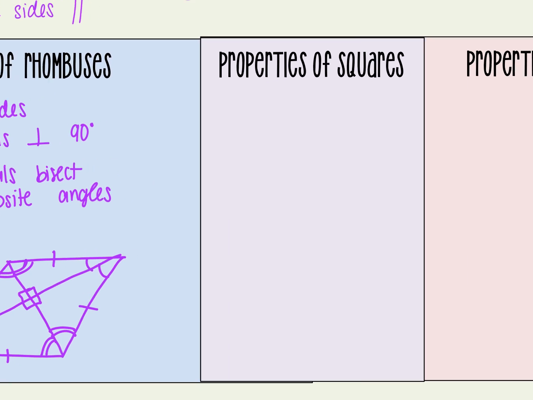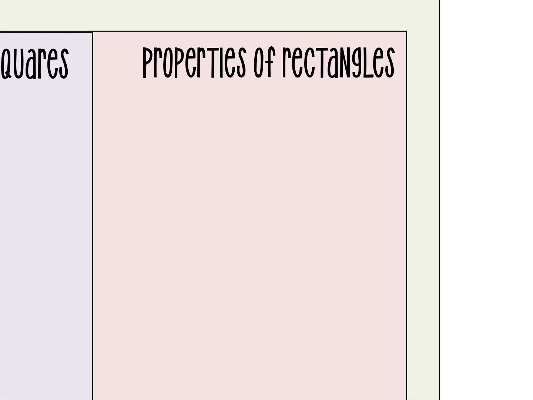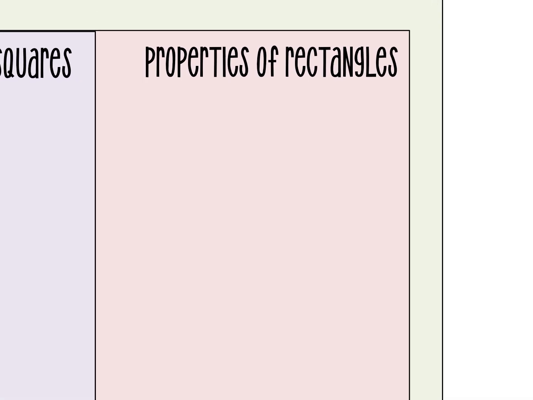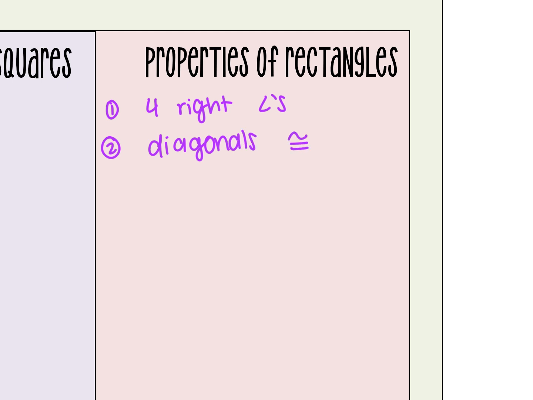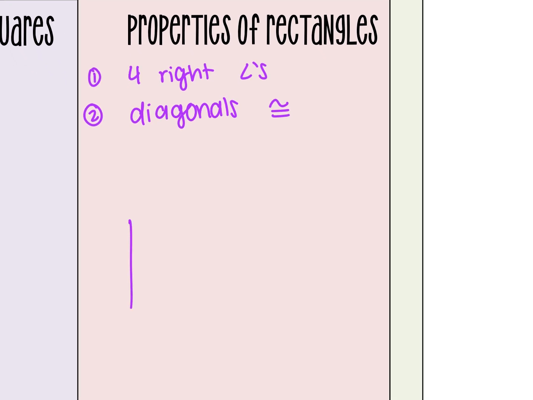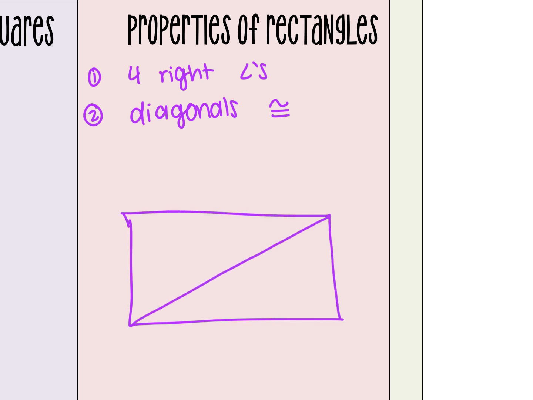I'm going to go ahead and go over to properties of a rectangle. Rectangles are pretty easy. So the first one is that rectangles have 4 right angles. And another one that we have to know is that our diagonals are congruent. So again, I'm going to draw a rectangle. Your diagonals are congruent, and you have 4 right angles.